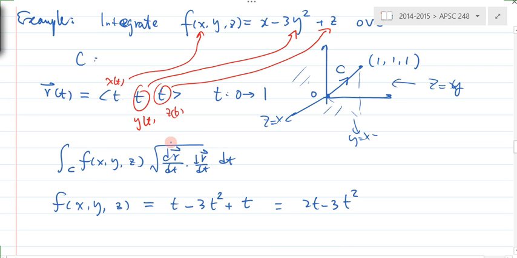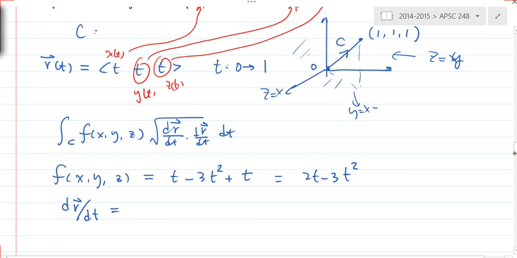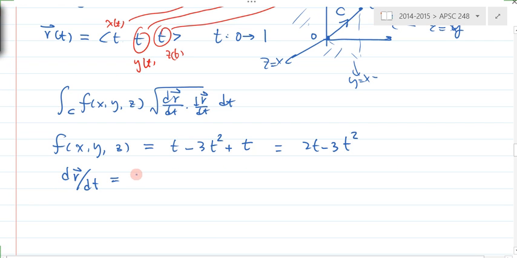Then you probably want to calculate dr over dt first, before you move on. Instead of writing everything in one shot, write all the components out. dr over dt, what's the r? This is r here. When you take this derivative, what does that give you? 1, 1, 1, right? And the dot product, 1 plus 1 plus 1, gives 3.